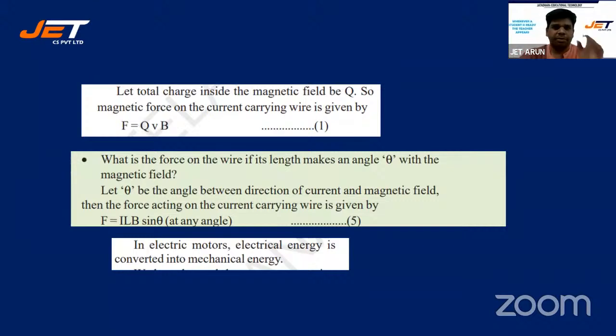All right. So QvB sin theta is the force for a charged particle moving in a magnetic field. But for a current carrying conductor it is ILB sin theta, where I is the current in the conductor, L is the length of the conductor, B is the magnetic field, and theta is the angle between the direction of the current and the magnetic field.